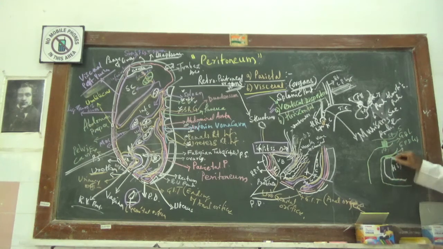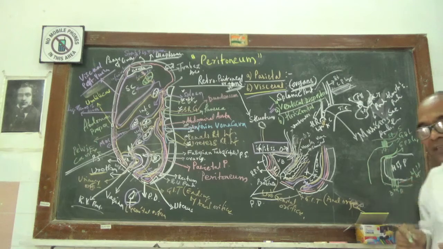Now after this you will get covered by this, and it is attaching to the lower border of the head of the pancreas to the upper border of the third part of the duodenum. So this is called the inferior pancreatico-duodenal ligament. So these are vertical dispositions.